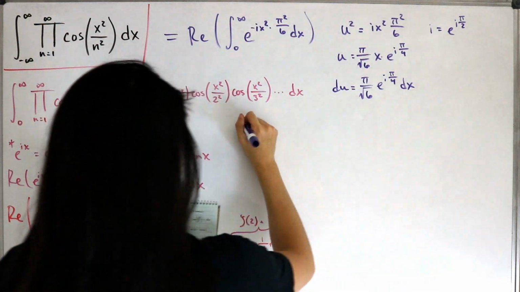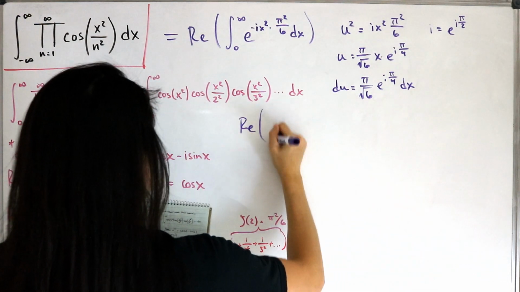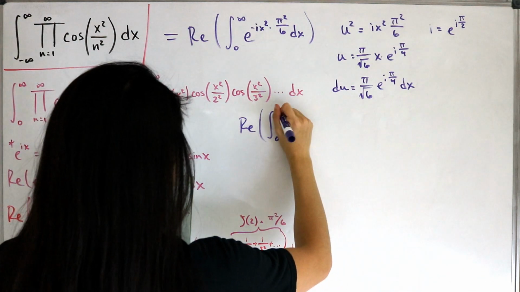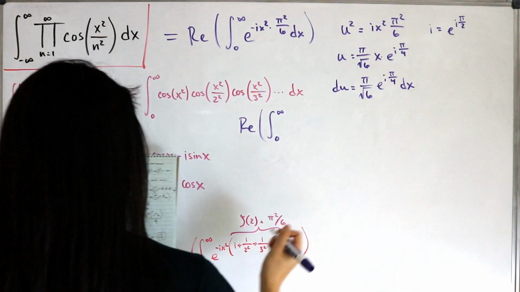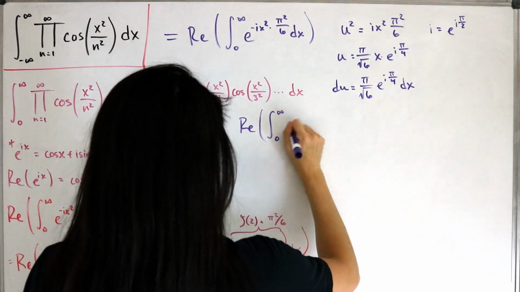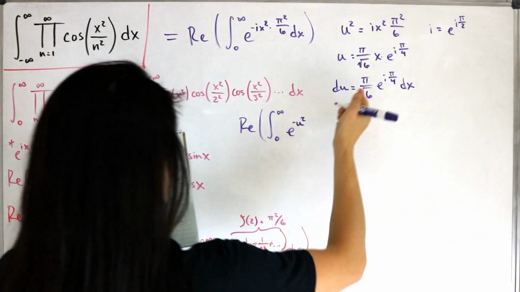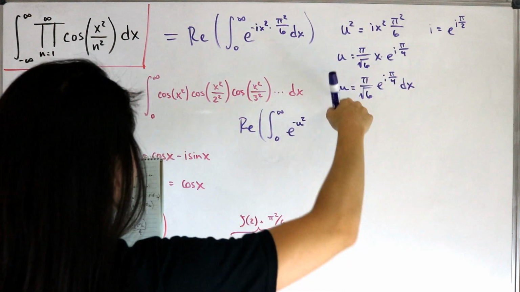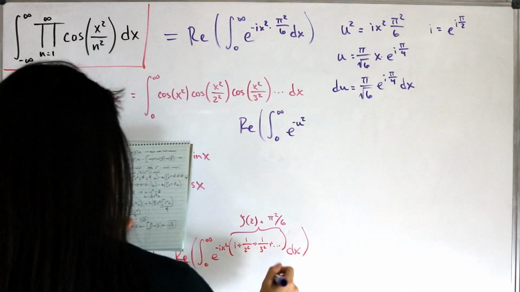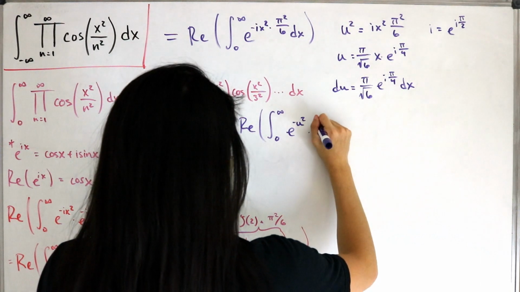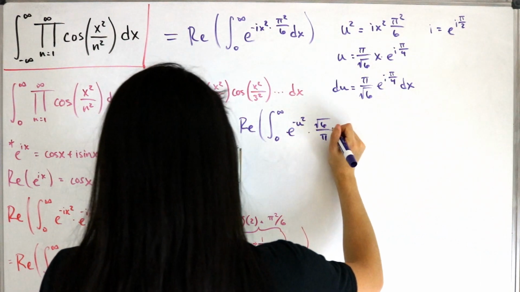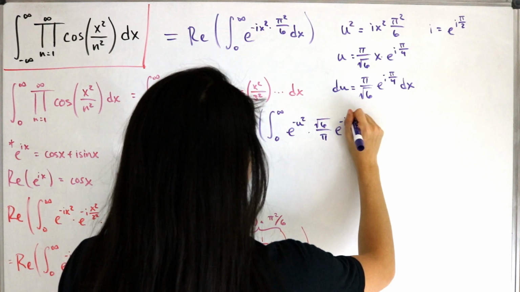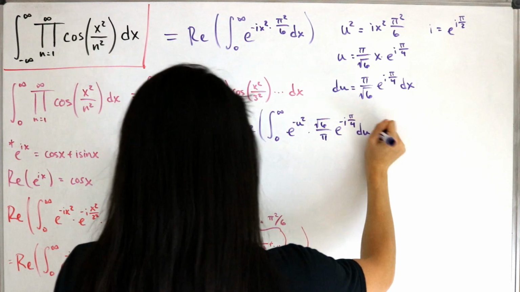So now let's put everything back together. So I have the real part, and then of course if you have to change your bounds, that's not really going to do anything because it's going to remain the same. So it's the integral from 0 to infinity. Now it's just going to be e to the negative u squared, and then we have to replace the dx differential with the new du, so I have to divide by this constant on both sides. So now it's just going to be the square root of 6 divided by pi, then we multiply this by e to the power negative i times pi divided by 4, and then du.